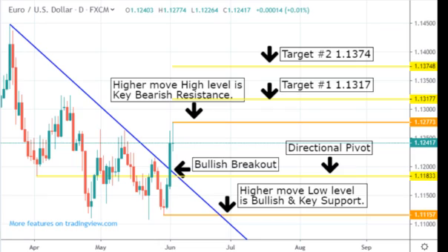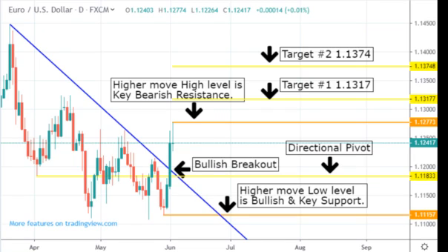So for the bears, once again, I would be very critical and careful about trying to be short anywhere above 111.83 right now. I would say take your shorts off the table, or definitely use tight stops, because you're probably going to see a grinding higher rally or neutral to grinding higher rally. But if you're a bear and you do want to trade, look for that lower brown line there where it says the higher move low level is bullish and key support.